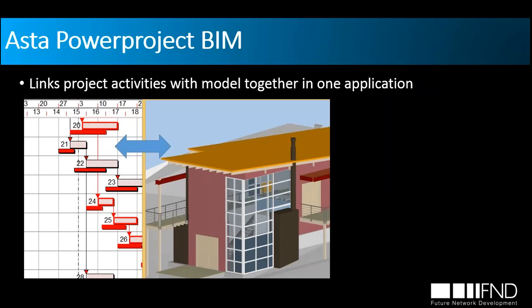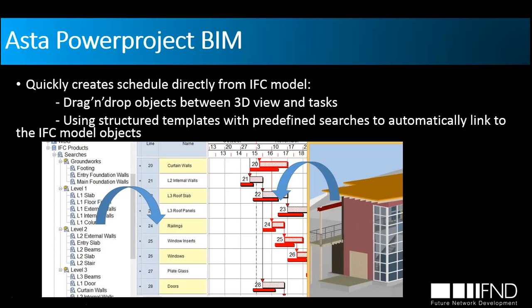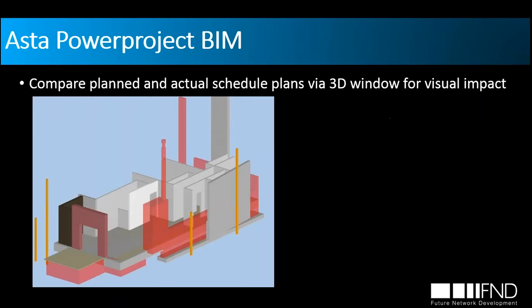So what do we actually do in Asta Powerproject BIM? Well, we link activities with the model in one application. As you can see on the screen, we are able to link directly. We have several ways to link them. We can drag and drop objects between our model and the tasks, or we can use a template with predefined searches. So we'll be able to automatically create our tasks which are linked to our IFC model objects.